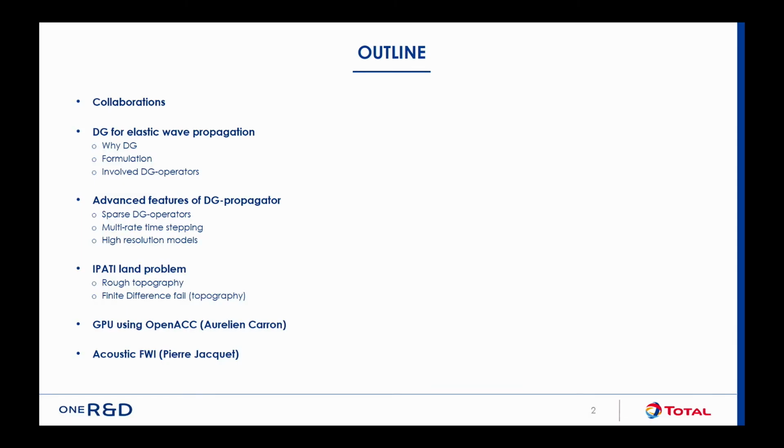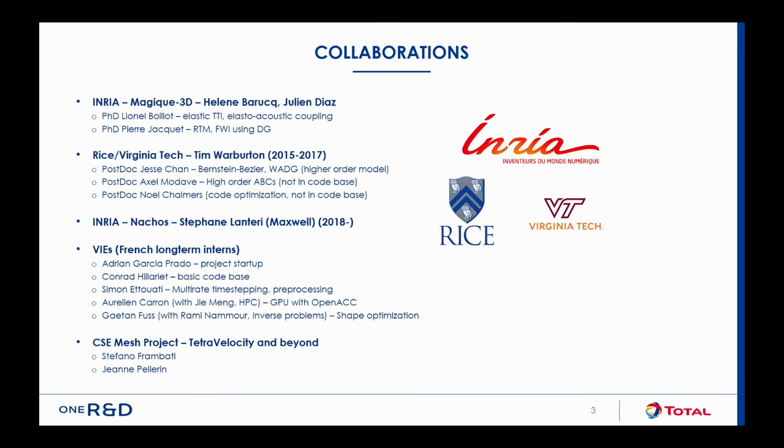So I will go through first a little bit the different collaborators, and then I will describe why we want to use DG, and I will also go through the formulation and so on. And then DG is a little bit slower than finite difference, so we have certain ways of speeding up the code as much as we can. And then I will show just a snapshot of a computation, and then I will show the work from OpenACC and full waveform inversion.